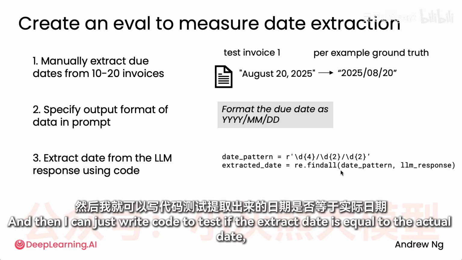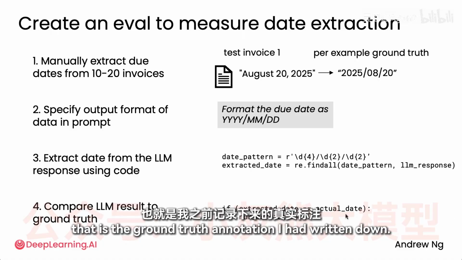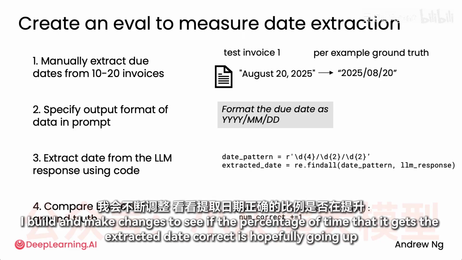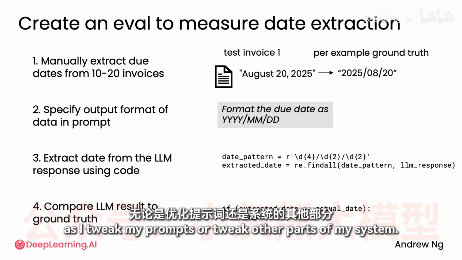And then I can just write code to test if the extracted date is equal to the actual date. That is the ground truth annotation I had written down. So with an eval set of, say, 20 or so invoices, I'd be able to make changes to see if the percentage of time that it gets the extracted date correct is hopefully going up as I tweak my prompts or tweak other parts of my system.